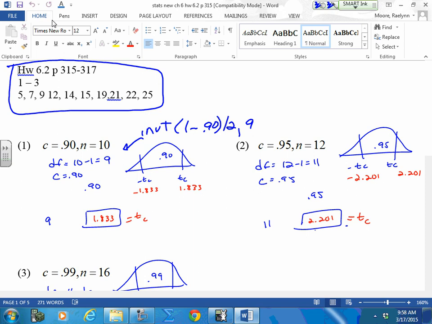So write those problems down. You have probably 20-something minutes in here. I don't think it will take you longer than that. The first 3 you can just look up on your table.